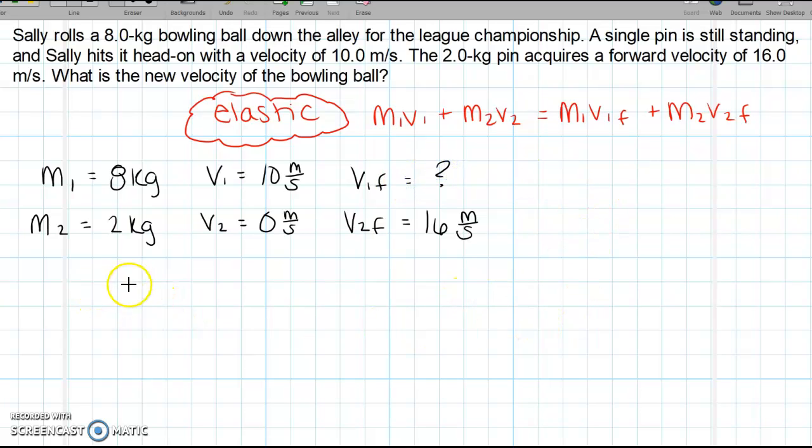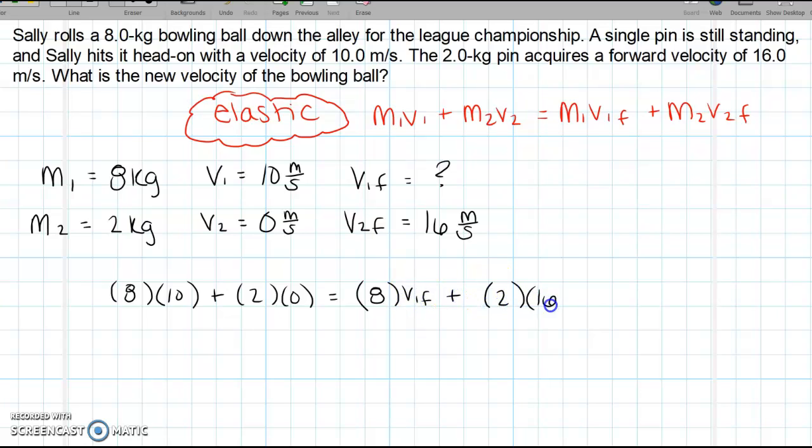So let's plug in our information. We have 8 times 10 plus 2 times 0 is equal to 8 times V1F plus 2 times 16. If we do this math out, we're going to get 80 plus 0 is equal to 8 V1F plus 32. Yep, 32. So again, what we want to do is subtract 32 on either side. Again, this is just using the conservation of momentum.